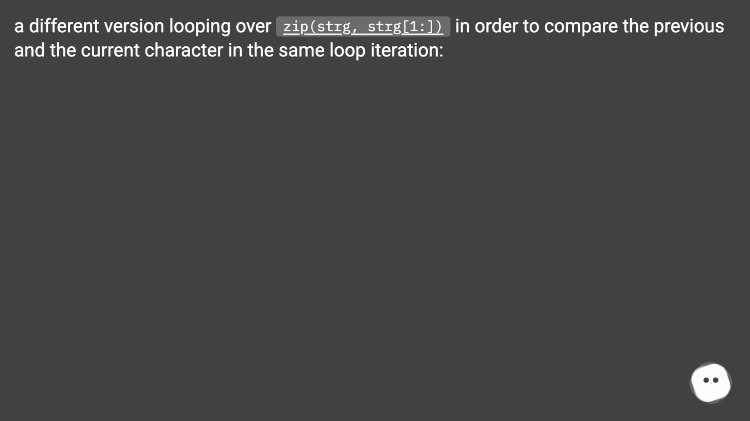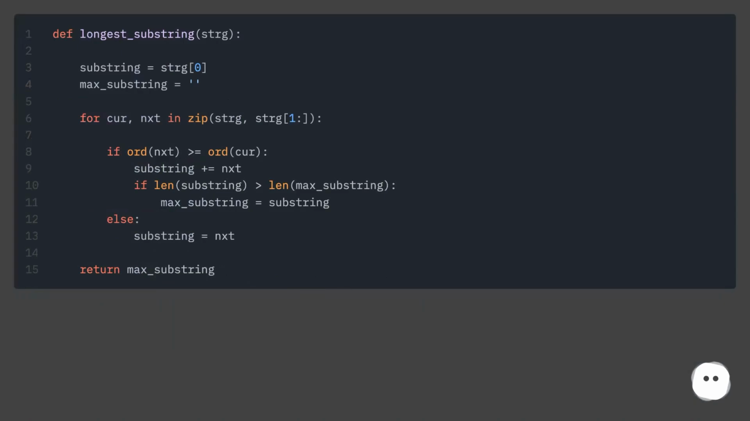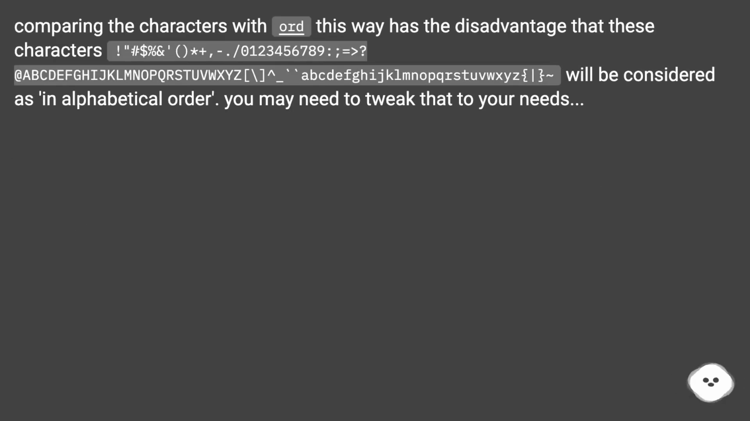A different version loops over zip of the string and the string shifted by one column, in order to compare the previous and the current character in the same loop iteration. Comparing the characters with OR this way has the disadvantage that these characters, $% and *+, and ./012345678 and so on, sit between the letters in ASCII order, so *ABCDFGHIJKLMNOPQRSTUVWXYZ will be considered as in alphabetical order. You may need to tweak that to your needs.